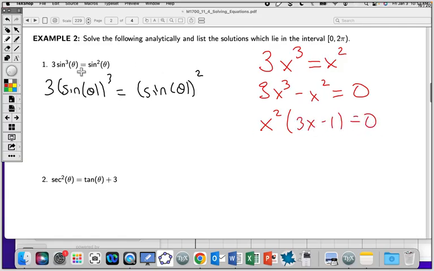And so that's the same algebra we're going to do here. This will help us isolate the sine, and then we'll be able to move forward with some more basic equations. So that's what we'll do.